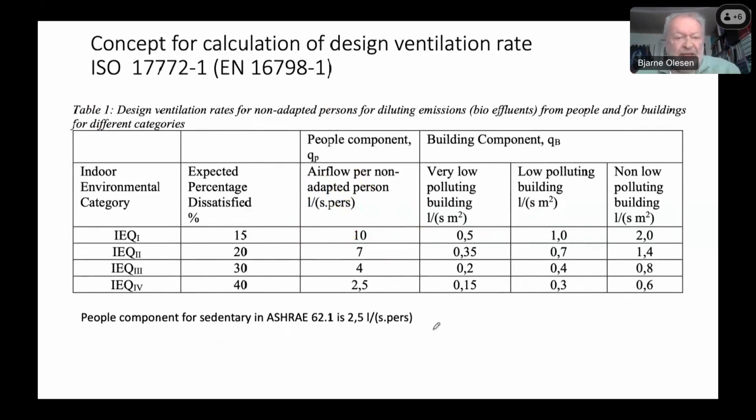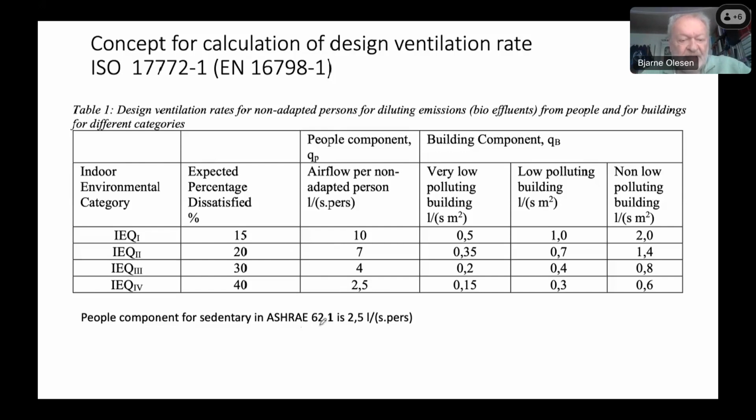So in the ISO and the EN, we have a table like this. You see in the column for airflow per person, we talk about different categories, which are related to the number of people we could expect to be dissatisfied, people who are not adapted coming into a space. So we will require about 7 liters per second per person for indoor air quality category 2. This is 20% dissatisfied. That's also the basis, for example, often used in 62.1.